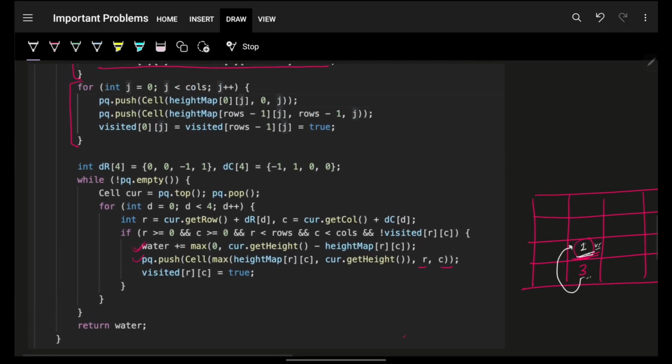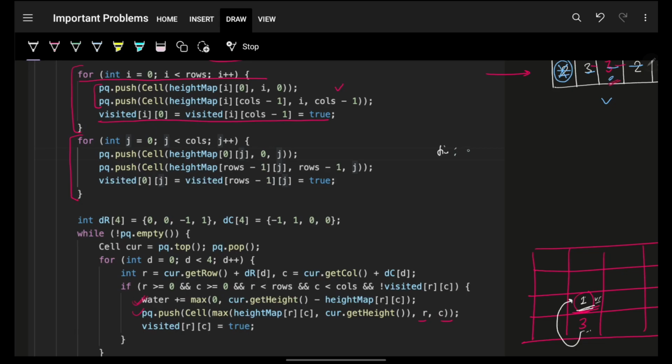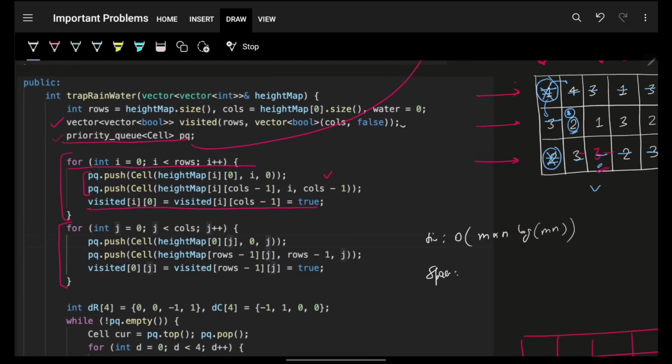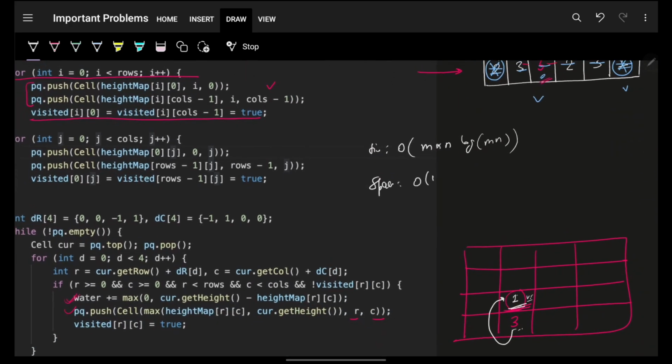Now, because you are visiting each and every cell, the time will be O of m into n. And considering you might end up putting, in the worst case, all these elements in your priority queue, thus log of O of mn, you can say, although it will be much lesser than that, but still. And space, obviously in this case you are making a visited array and a priority queue, so space will also be O of m into n. And that's your time and space complexity.